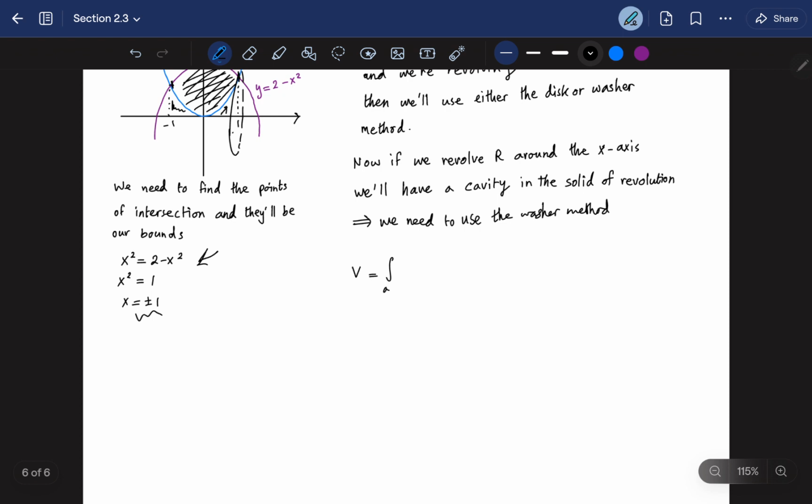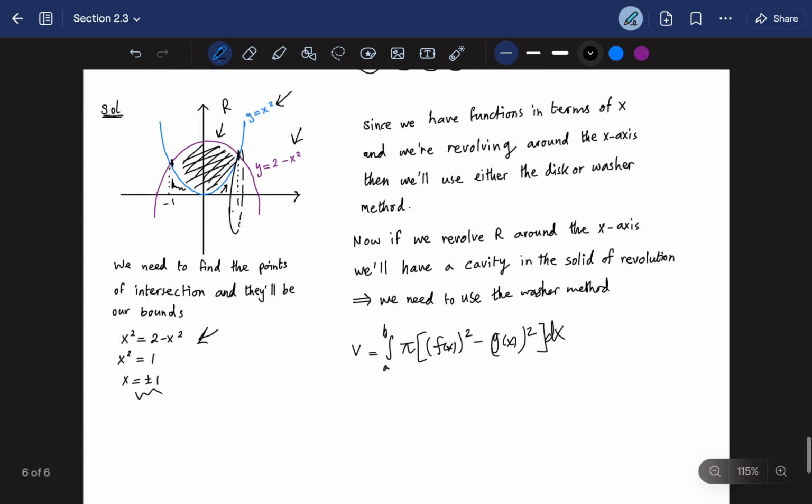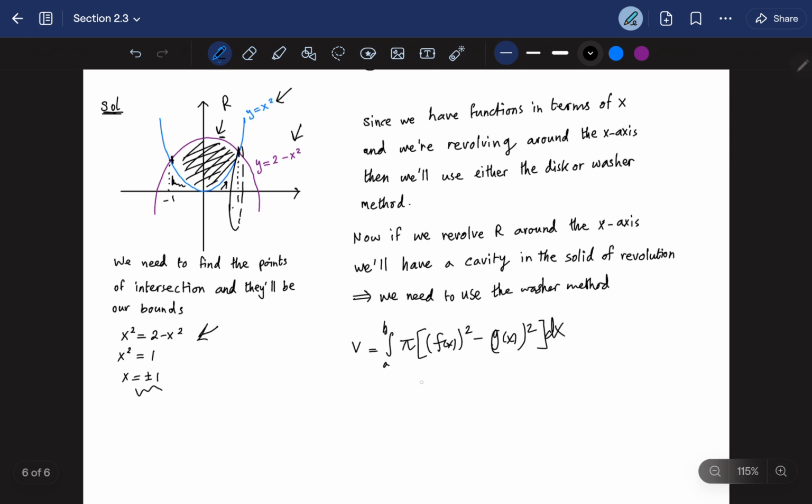The formula for the volume with the washer method is just pi times f of x squared minus g of x squared dx. And now we just substitute. So here my f of x is the upper function, which is the purple graph. So we're going to integrate from -1 to 1 because these are the starting and end points of the region. Then f, we said, is the upper, so it's the purple, minus g, which is the lower in blue, and you square them both and subtract, and you evaluate.